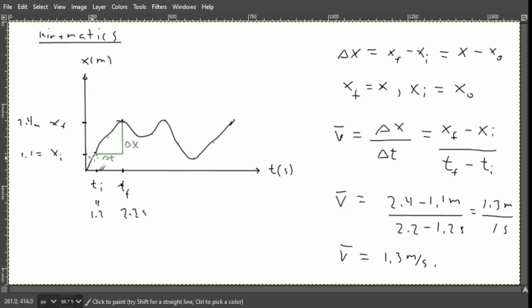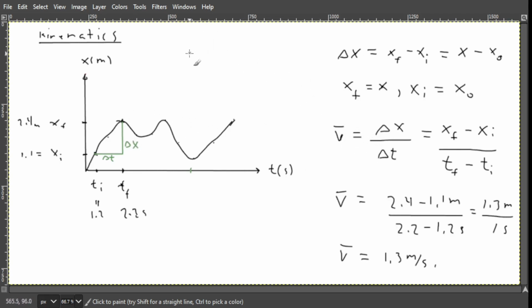Here it looks like x would have been about 1.1 again, but at a much later time, say maybe t equals 4 seconds or something like that over here. So we could have chosen any interval. For this example, we chose this particular interval. But let's consider what this means. On this graph, notice what this is. Delta x is the rise, and delta t is the run.